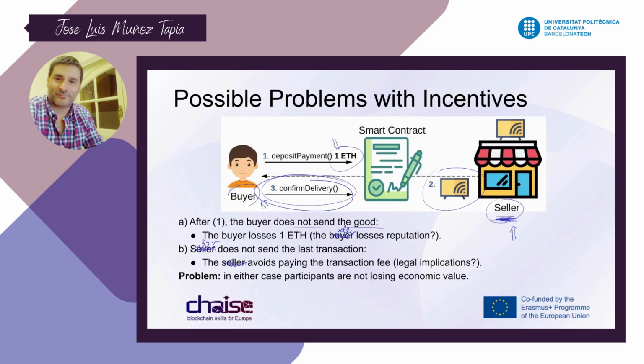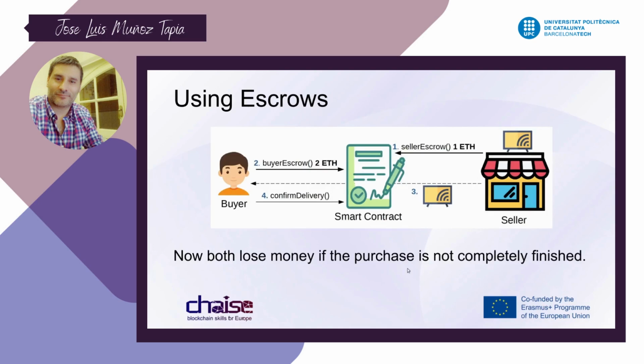So the problem here is that maybe the participants are not losing any economic value, because if they do something wrong here, they don't lose money, essentially. So the idea is, can we transform this strategic interaction in such a way that you lose money if you don't follow the correct path, let's say? And yes, we can improve this design a little bit now in the following form.